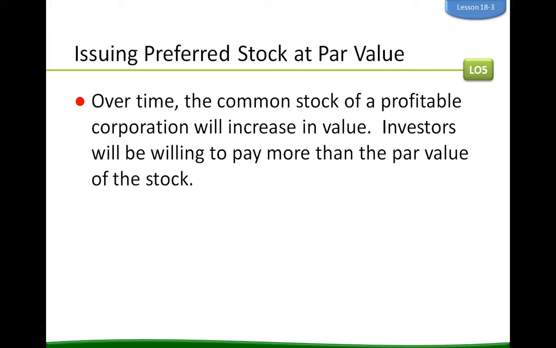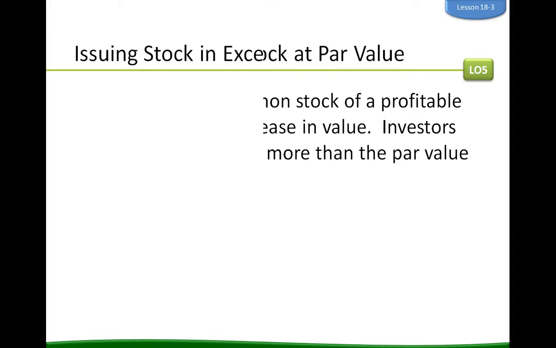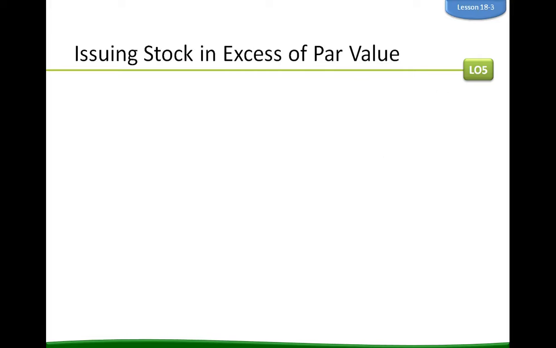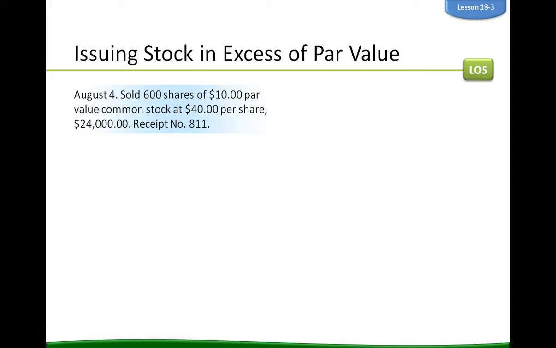So over time, the common stock of a profitable corporation will increase in value. Investors will be willing to pay more than the par value of the stock. And then we have excess of par value. So on August 4th, sold 600 shares of $10 par value common stock at $40 per share. So we're selling it for more than its par value.